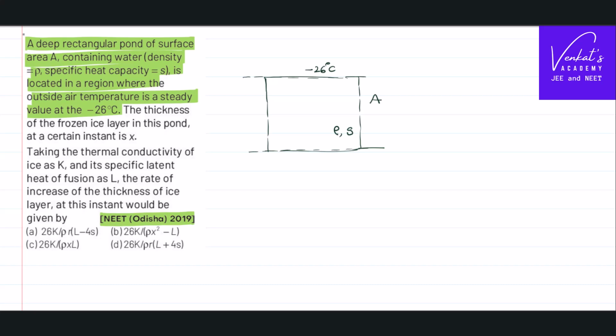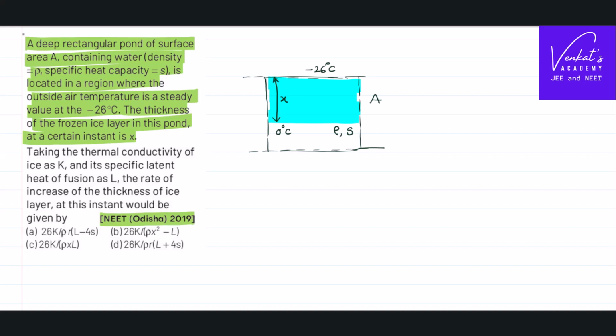And what is further said is, the thickness of the frozen ice layer in this pond at a certain instant is x. He meant to say that this is all the formation of ice. I'm just assuming this is all the formation of ice whose thickness is equal to x. From the surface to this point it is x. So obviously at the bottom the temperature is 0 degrees centigrade.